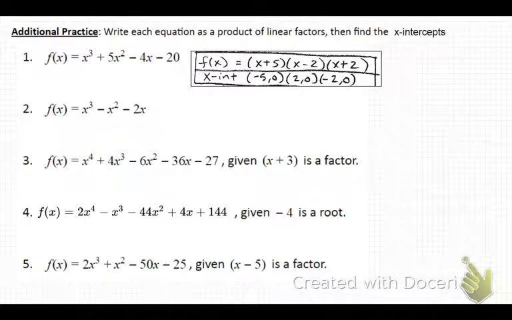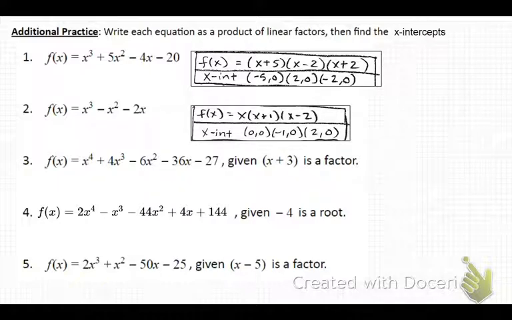Okay, here is the answer for number 2. Is that what we got? This one had a GCF. The first one didn't, but number 2 had a GCF. And then we just factored a quadratic normally. And the intercepts then are 0, 0. That was for my original factor, my GCF. -1, 0, and 2, 0.